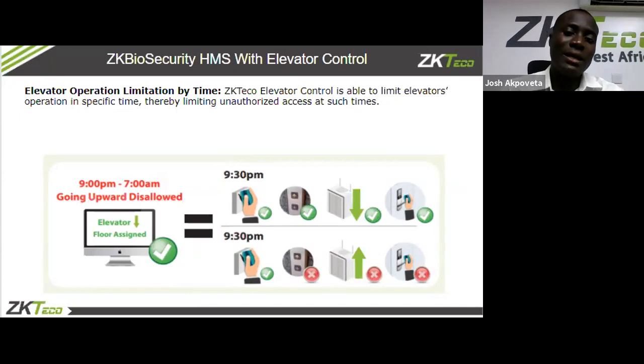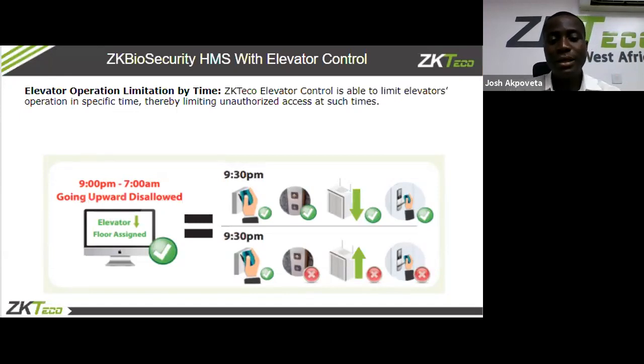But the good thing with this feature is that guests who already checked in before 9:30 can have access to the ground floor, as you see in the diagram. So guests who are going down to the ground floor from 9:30 can still have access to the ground floor. But if they have to go upward, they are restricted until they are given access by the management of the hotel. So going upward is disallowed by certain time.